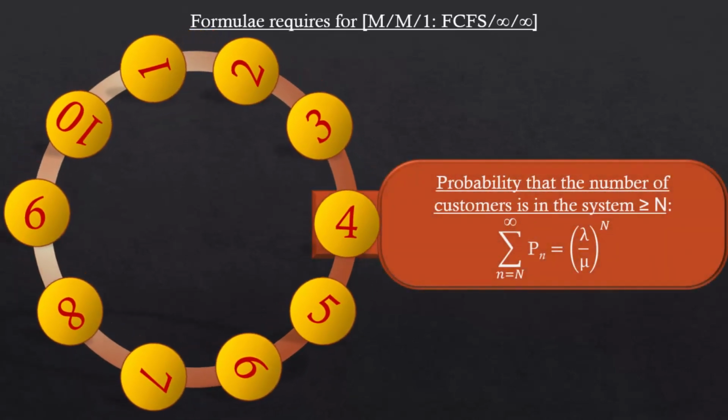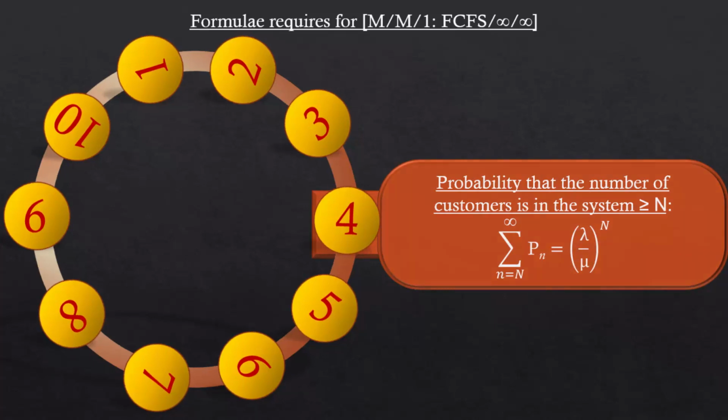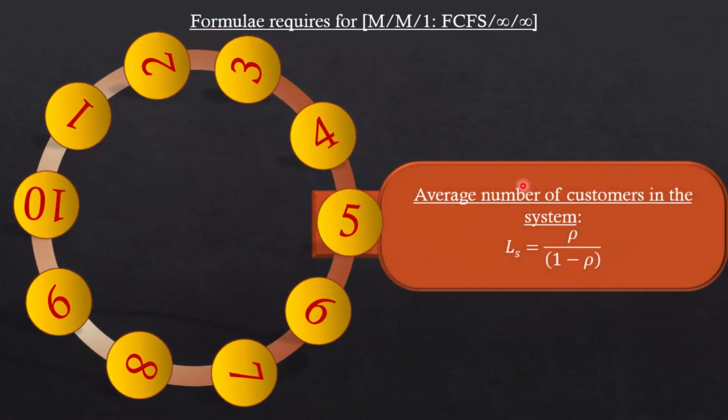Now let us see the fourth equation. The probability that the number of customers in the system is greater than or equal to capital N is given by lambda by mu to the power capital N. Now let us see the fifth formula. The average number of customers in the system, which is also known as length of system Ls, is equal to rho upon 1 minus rho. And if we put the value of rho as lambda by mu, we can find this equation in the form of lambda and mu also.